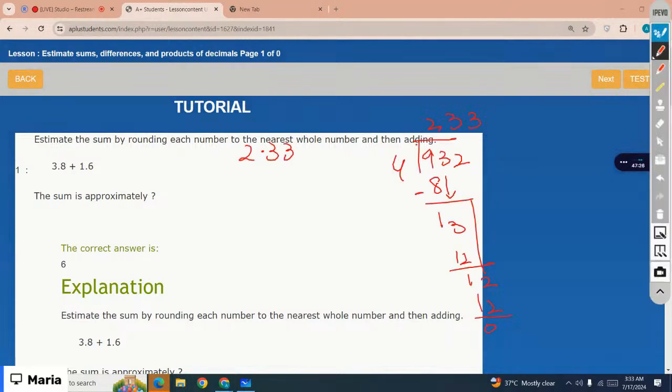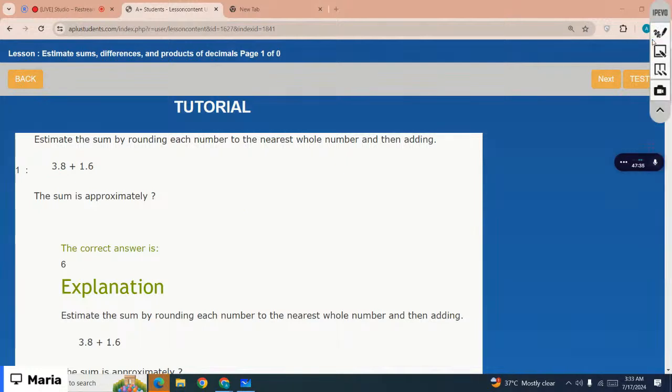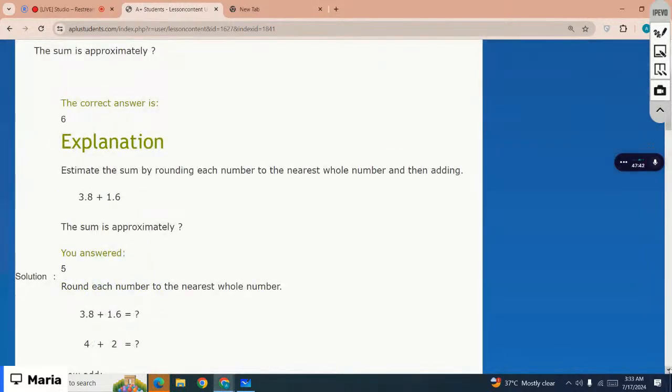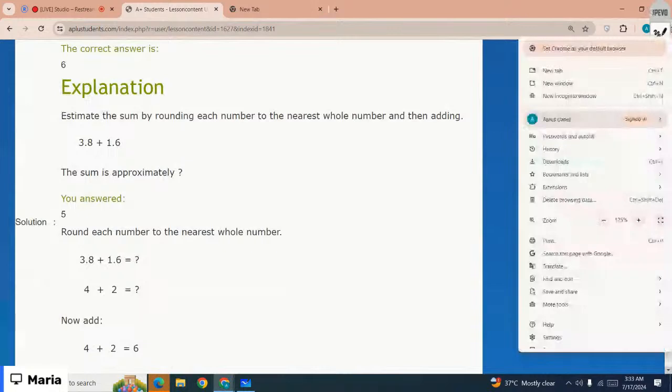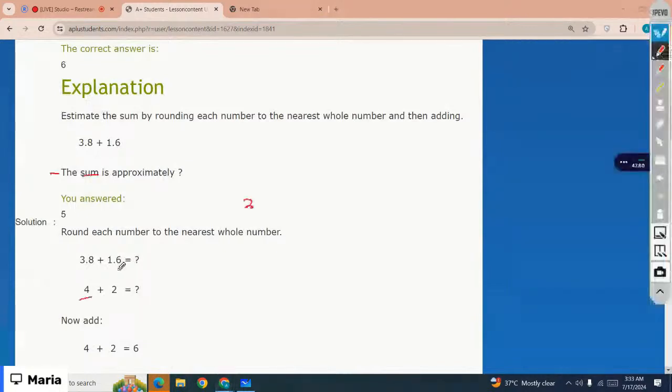You have 3.8 plus 1.6, right? So 3.8 is rounded off to 4, right? Because 8 is greater than 5, you need to round up to the next whole number, so 4. Also 1.6 is greater than 5, so you need to round up. 1.6 is rounded off to 2, so that is 4 plus 2. 4 plus 2 makes 6.